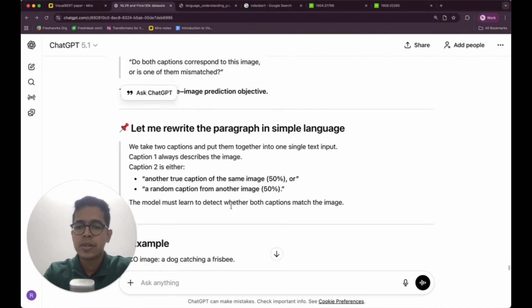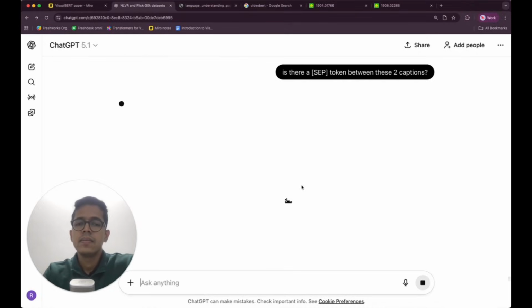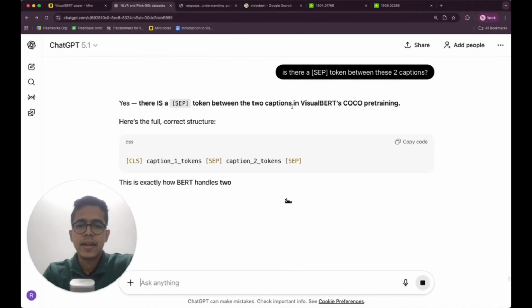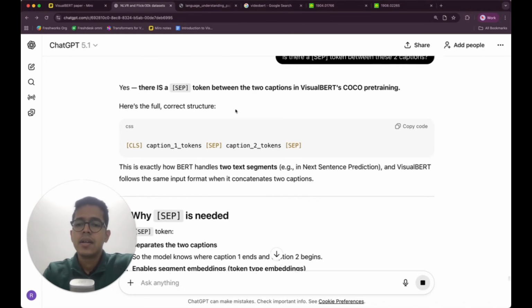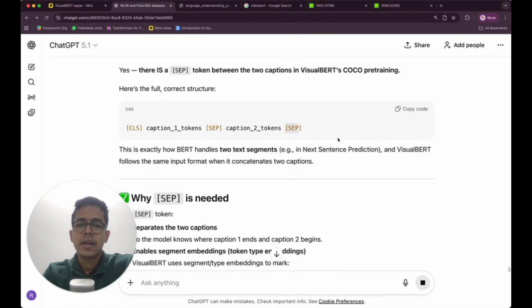I also want to know, is there a separator token between these two captions? Yes, there is a separator token between these two captions. Okay, so the full structure is CLS token followed by the first caption, followed by separator, followed by the second caption, followed by separator, and then there will be image tokens also.